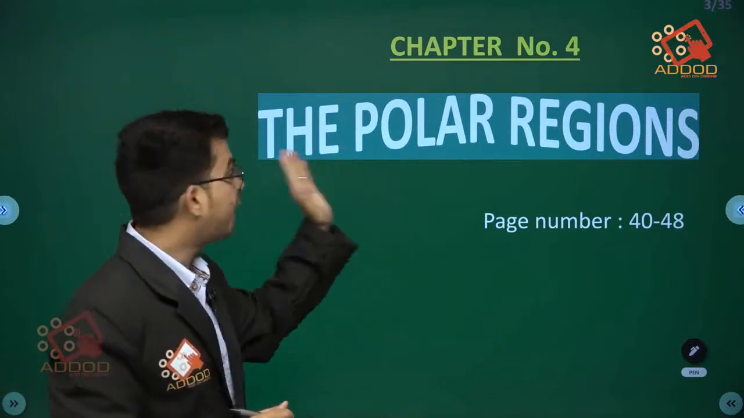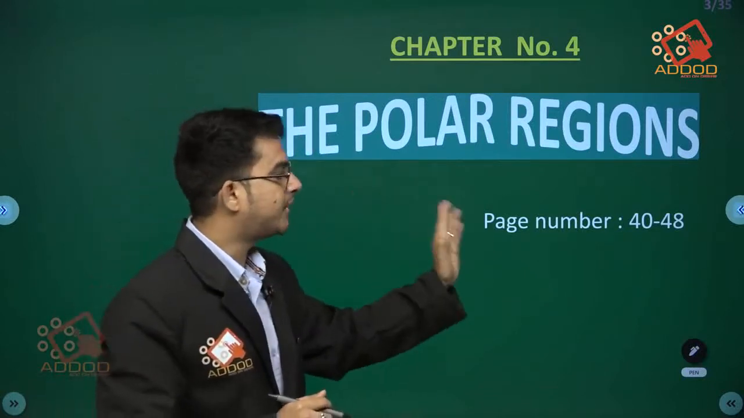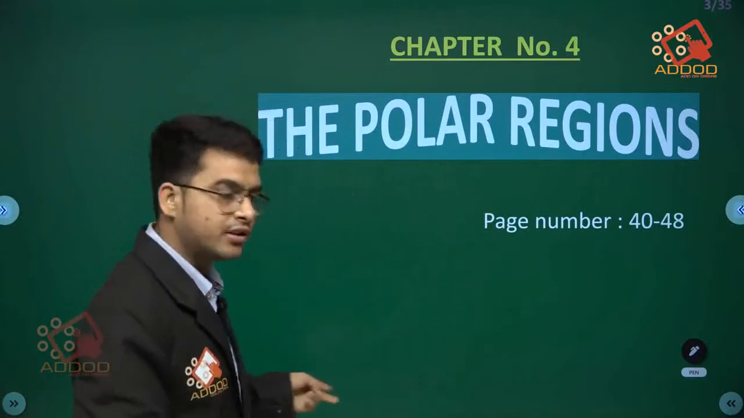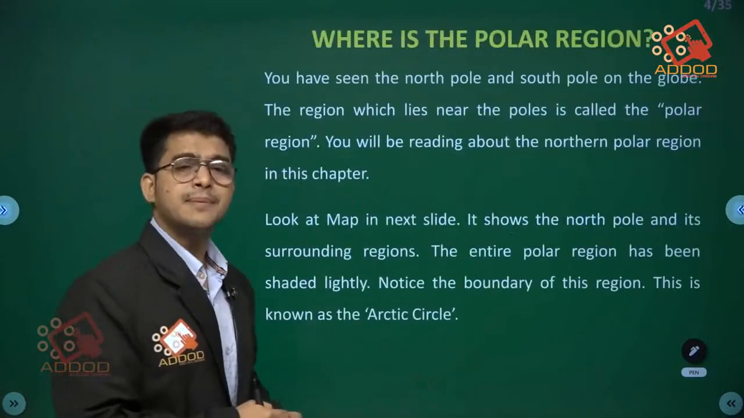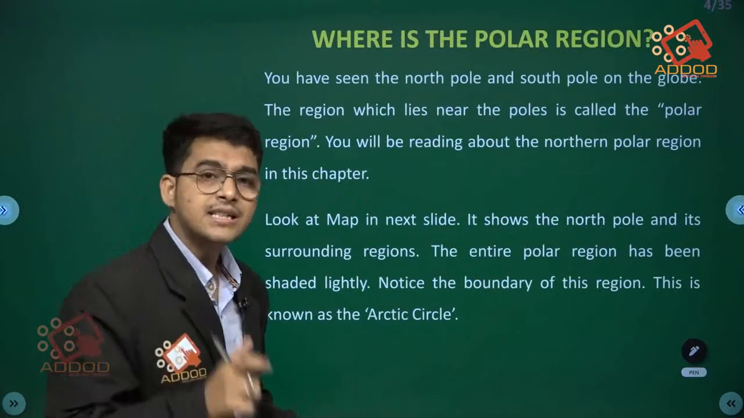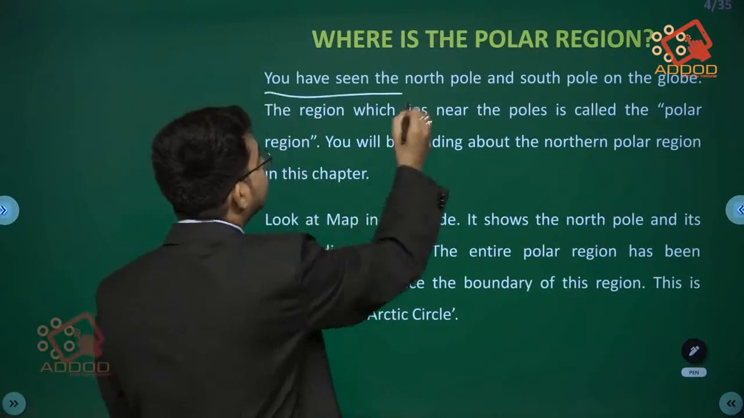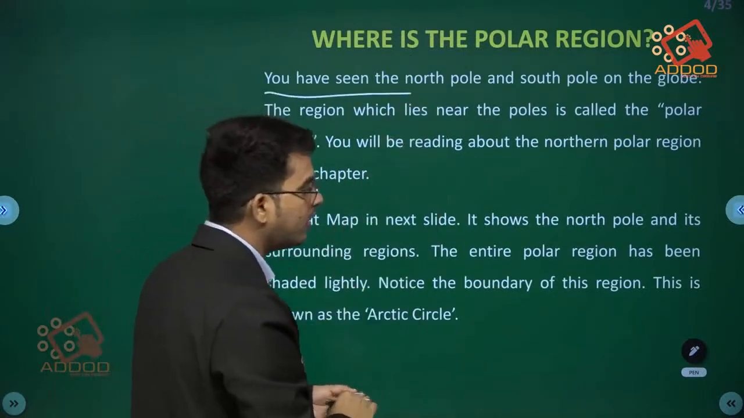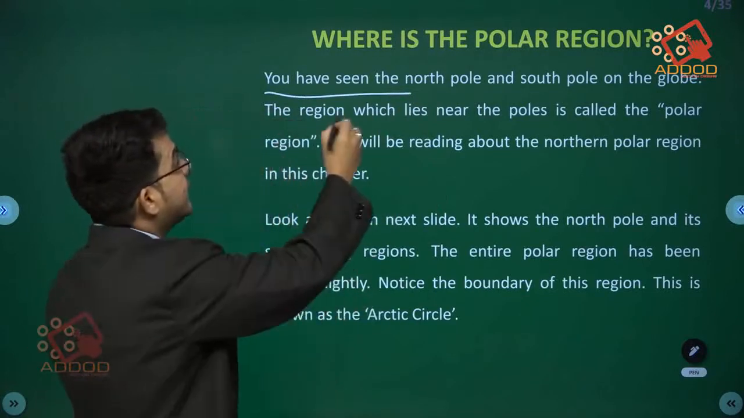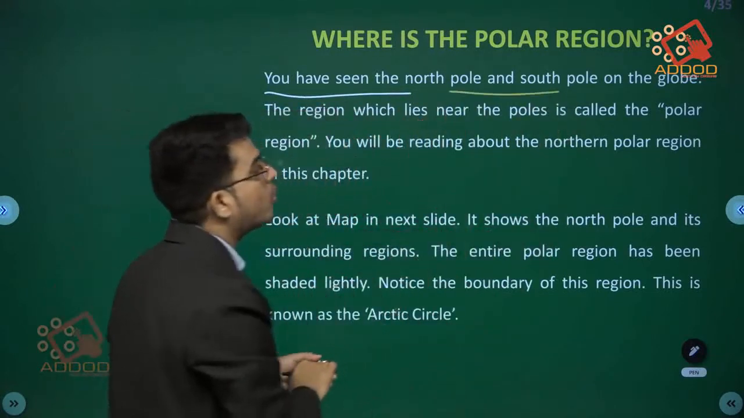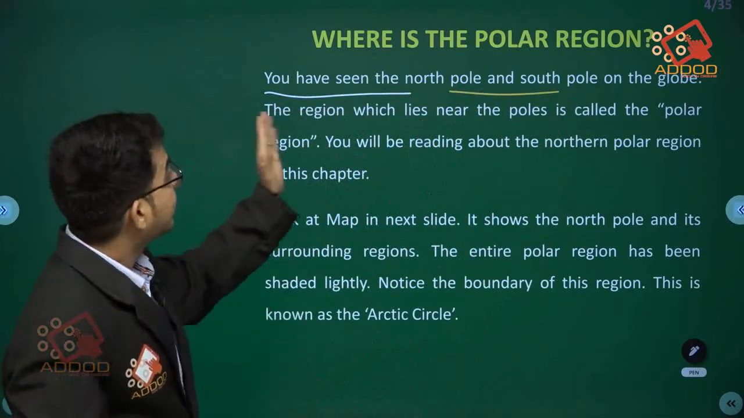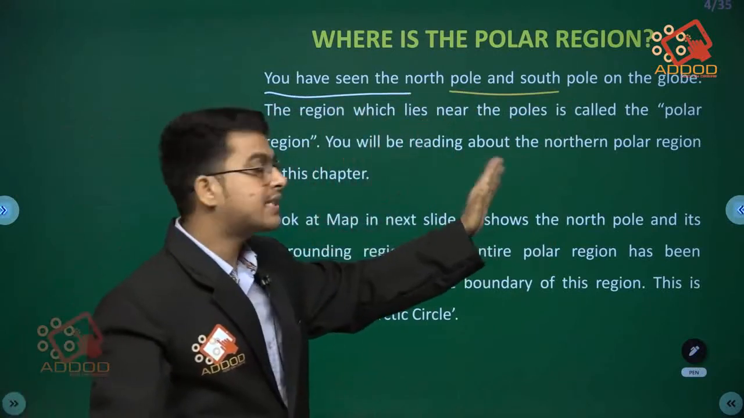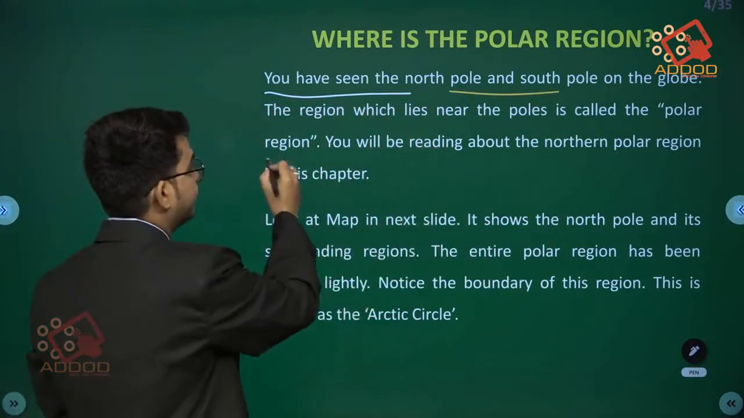Okay, so chapter number 4, the polar regions, page number 40 to 48 in your textbook. So where is the polar region? You have seen the North Pole and the South Pole on the globe. The region which lies near the poles is called the polar region.